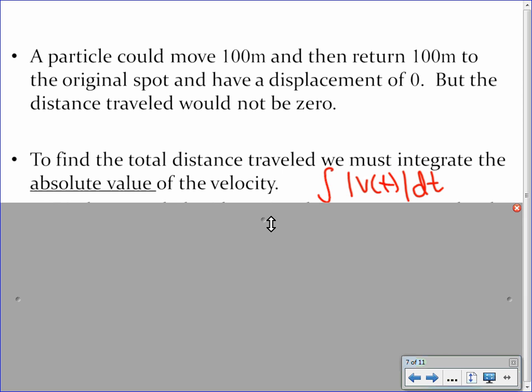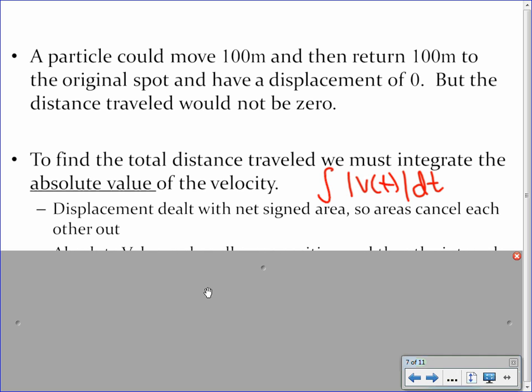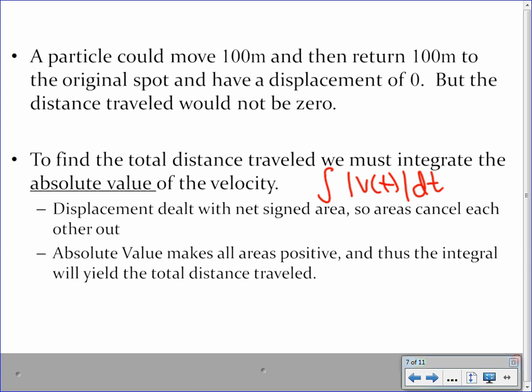When we find displacement, when we have positive, negative area, they're going to cancel out. All right. So when we take the absolute value, we're accounting for the total distance traveled. Okay, we're moving everything above the x-axis.